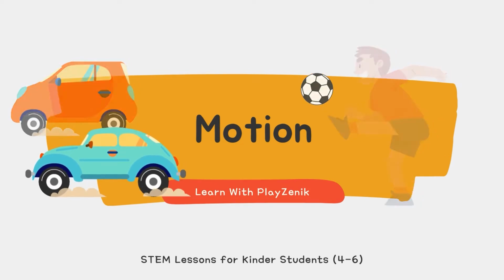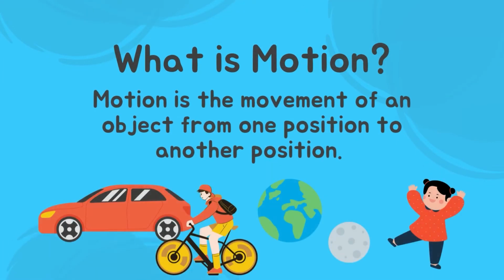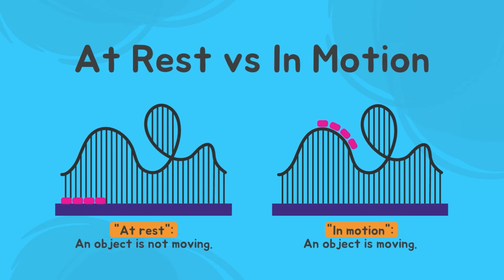What is motion? Motion is the movement of an object from one position to another position. Examples of objects in motion are cars, bikes, the earth, the moon, and even us humans. When something is not moving, it is said to be at rest.